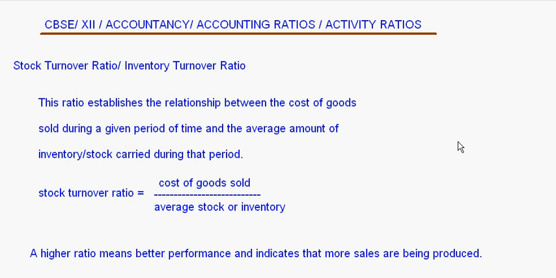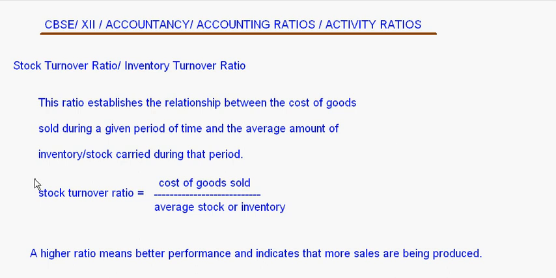Today we'll take up the topic of activity ratios from accounting ratios. The first activity ratio that we'll be doing today is the stock turnover ratio. The stock turnover ratio is also called the inventory turnover ratio.